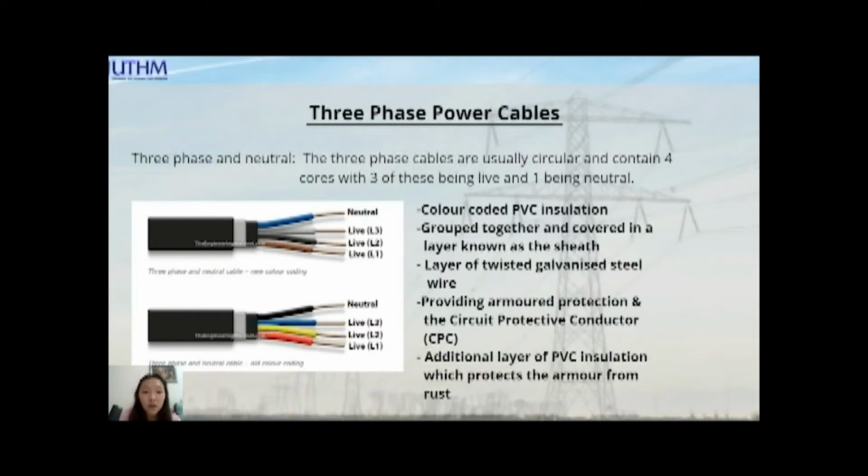This is then surrounded by a layer of twisted galvanized steel wire, which has a dual purpose of providing mechanical protection as well as acting as the circuit protection conductor, the CPC. The armour layer is then covered in an additional layer of PVC insulation which protects the armour from rust.